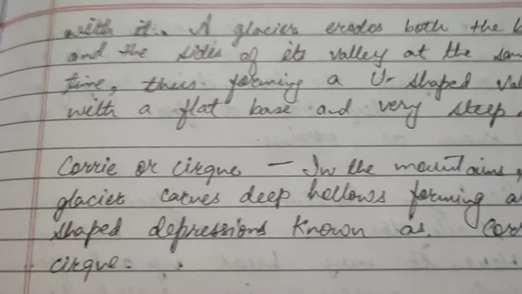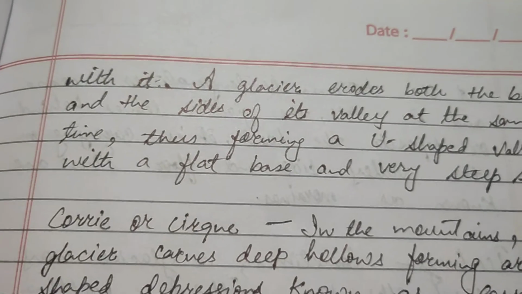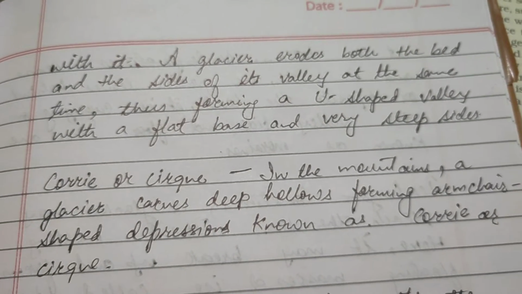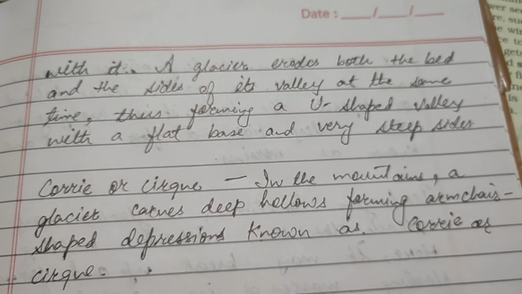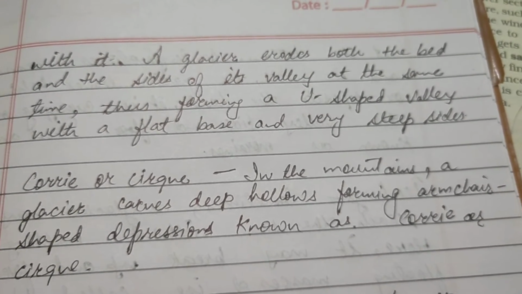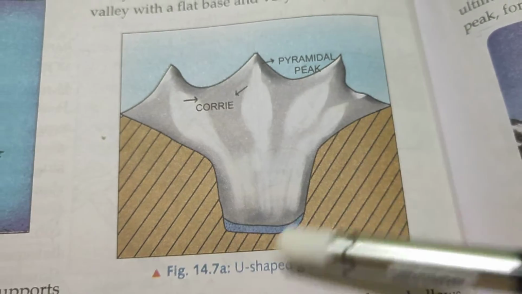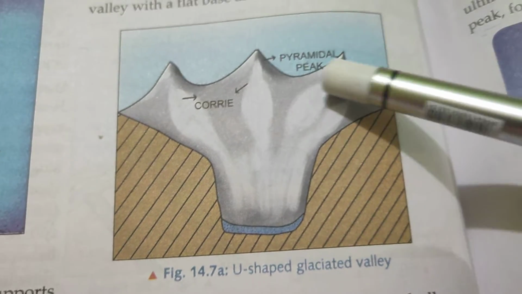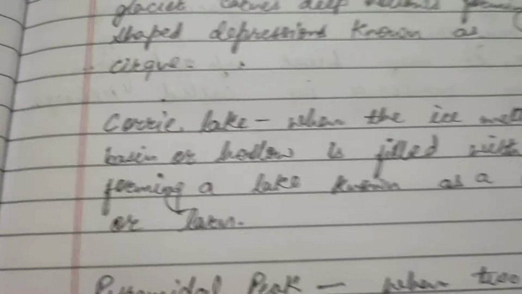And in the mountains a glacier carves deep hollows, forming armchair-shaped depressions known as corrie or cirque. Many such features are found in the Scottish and Welsh Highlands. Here you can see this is a U-shaped glaciated valley. This is a corrie, a deep hollow.